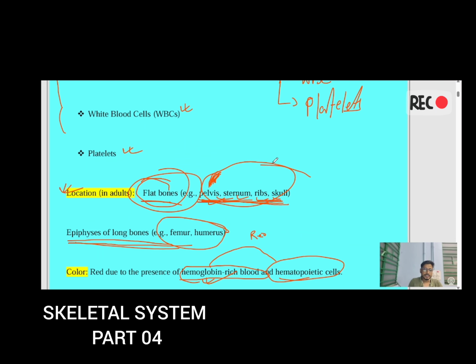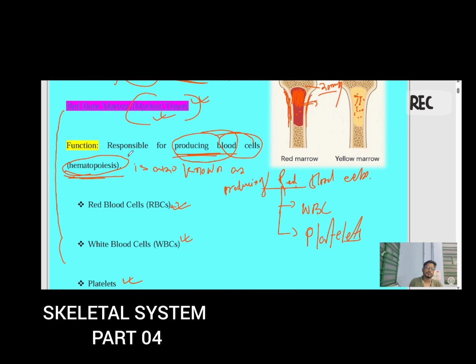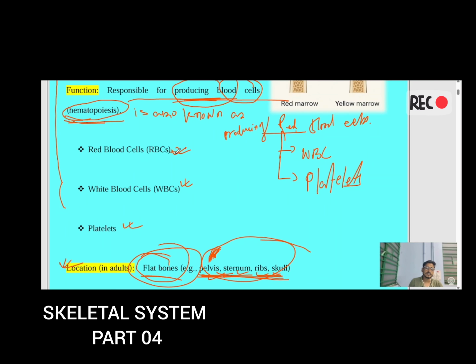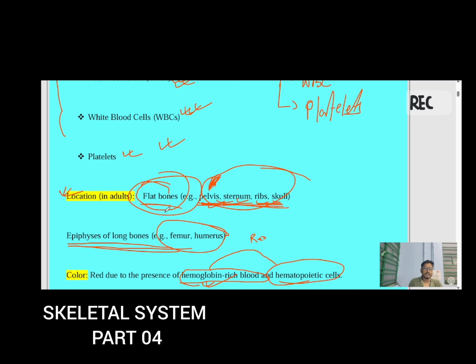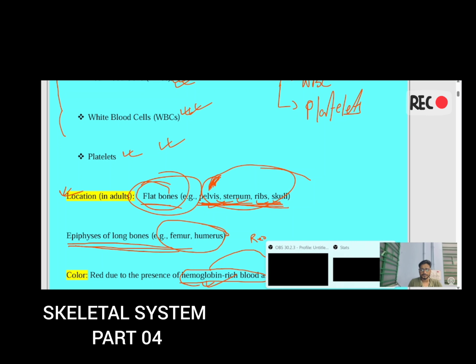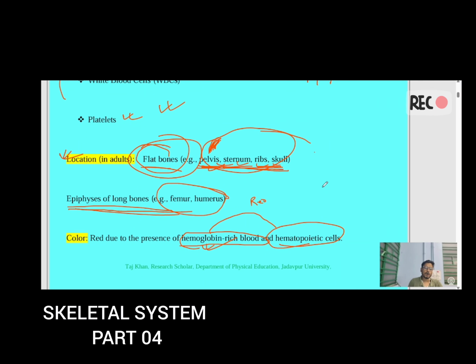Okay, that means we have got the various points about the red bone marrow. What is the function of red bone marrow? Red bone marrow is responsible for producing blood cells. And how many kinds of blood cells are there? Red blood cells, white blood cells, and platelets also. And where can we find it? In the flat bones, the pelvis, sternum, and skull, and in the epiphysis of the long bone.